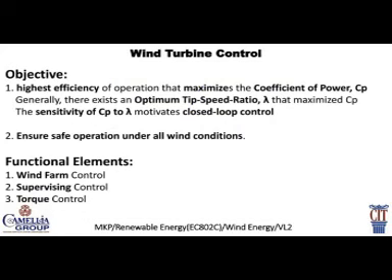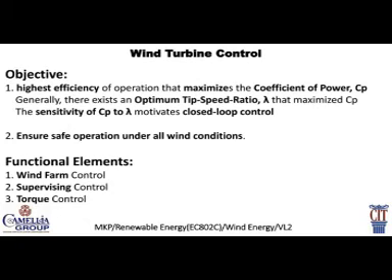Now, while running any device or machine, it is very important to understand how to control it. Here we will learn wind turbine control. The control system on a wind turbine is designed to firstly seek the highest efficiency of operation, that maximizes the coefficient of power, that is CP. Generally, there exists an optimum tip speed ratio, lambda, that maximizes CP. The sensitivity of CP to lambda motivates the closed loop control.